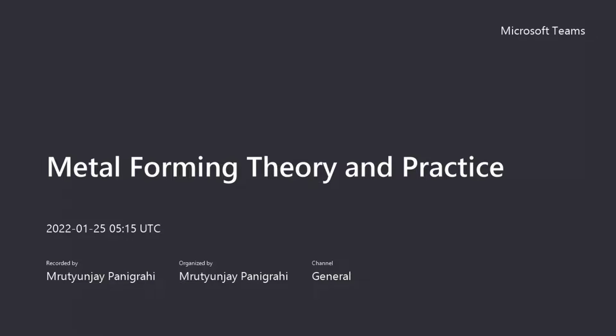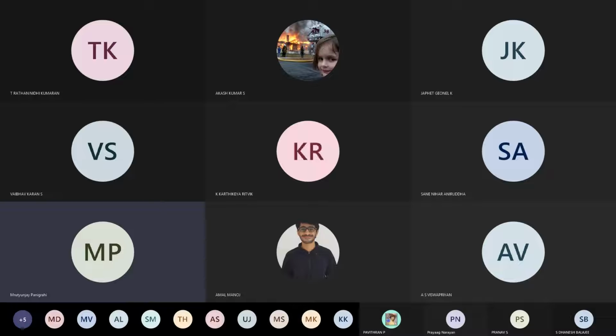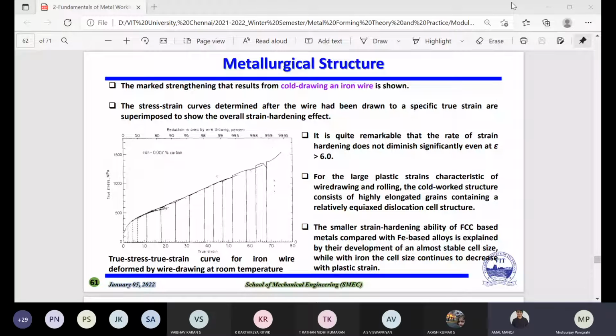Amal. Sir, Akash. We were talking about the different properties and also. Okay. Anyone? Vishnu? No. Akash?